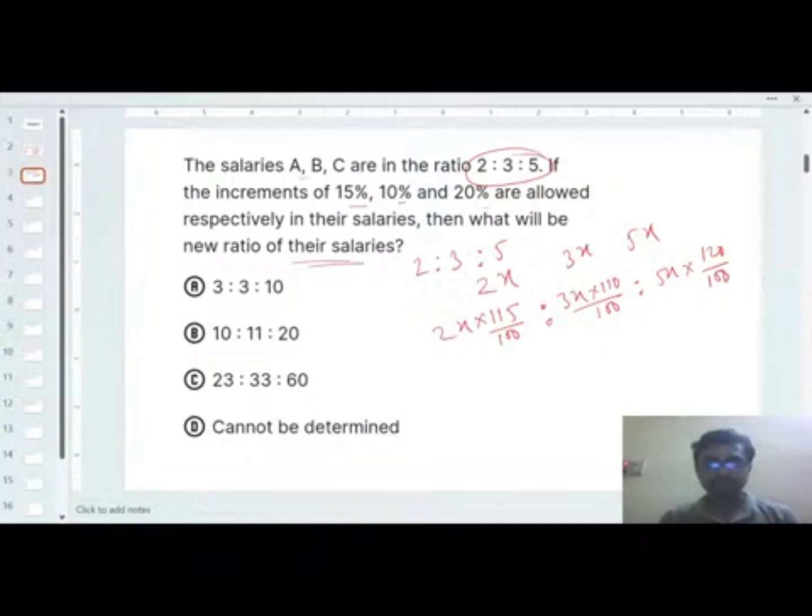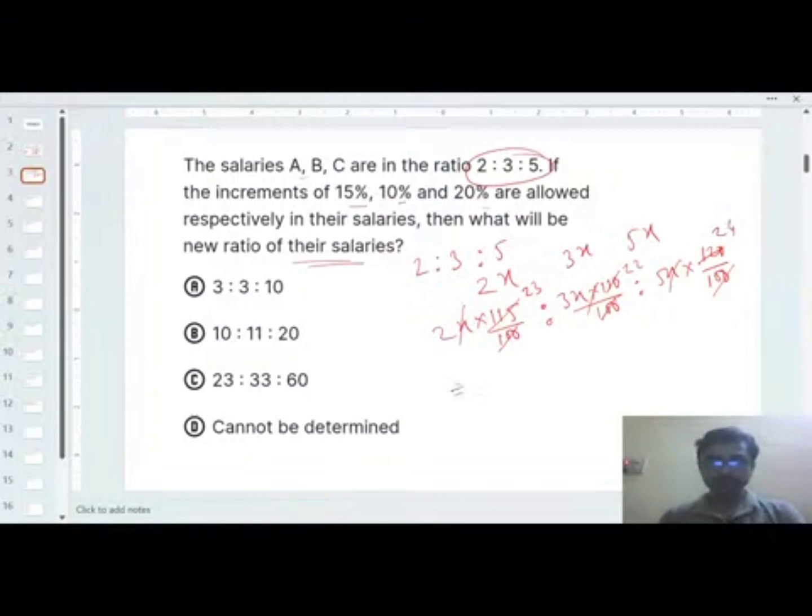So just simplify it. The 100 will be cut down. The x will also be cut down. Then you can divide all of this by 5. So you will get 115 divided by 5, that means 23. Here you will get 22. Here you will get 24, right?